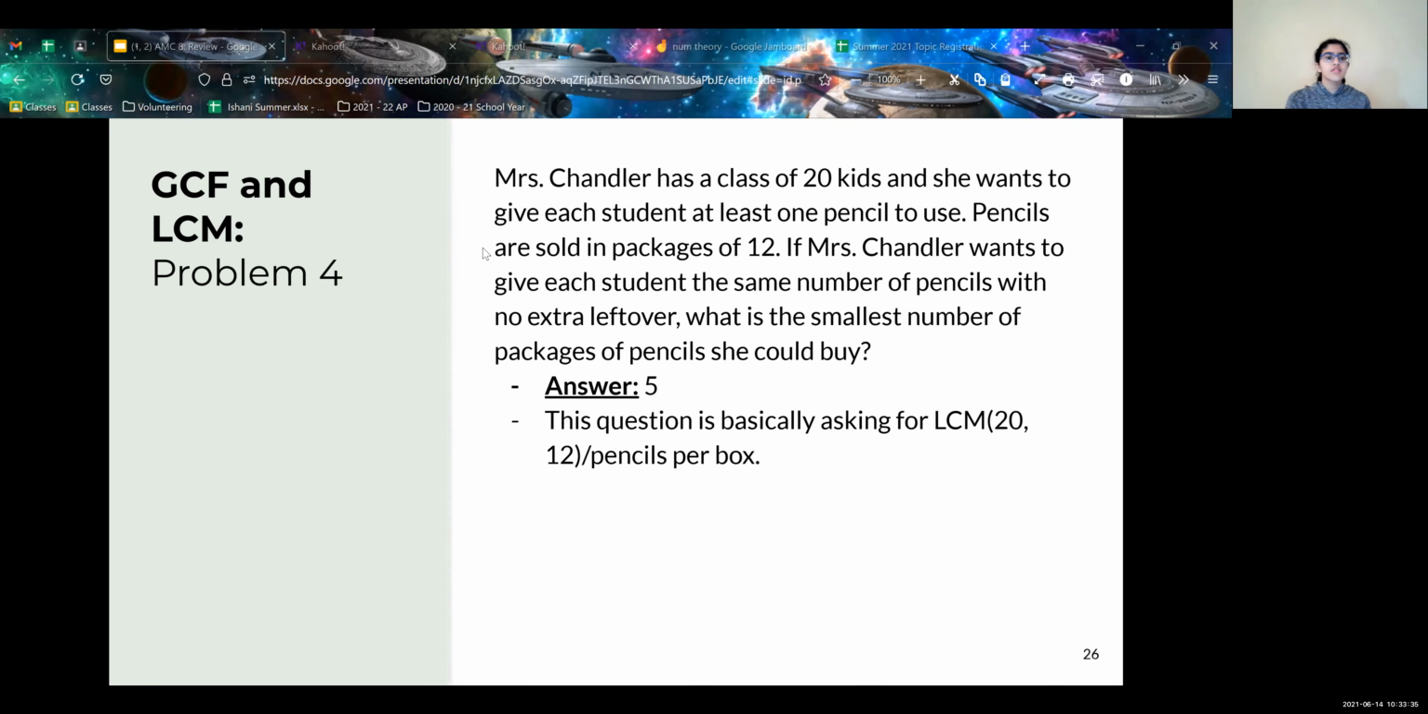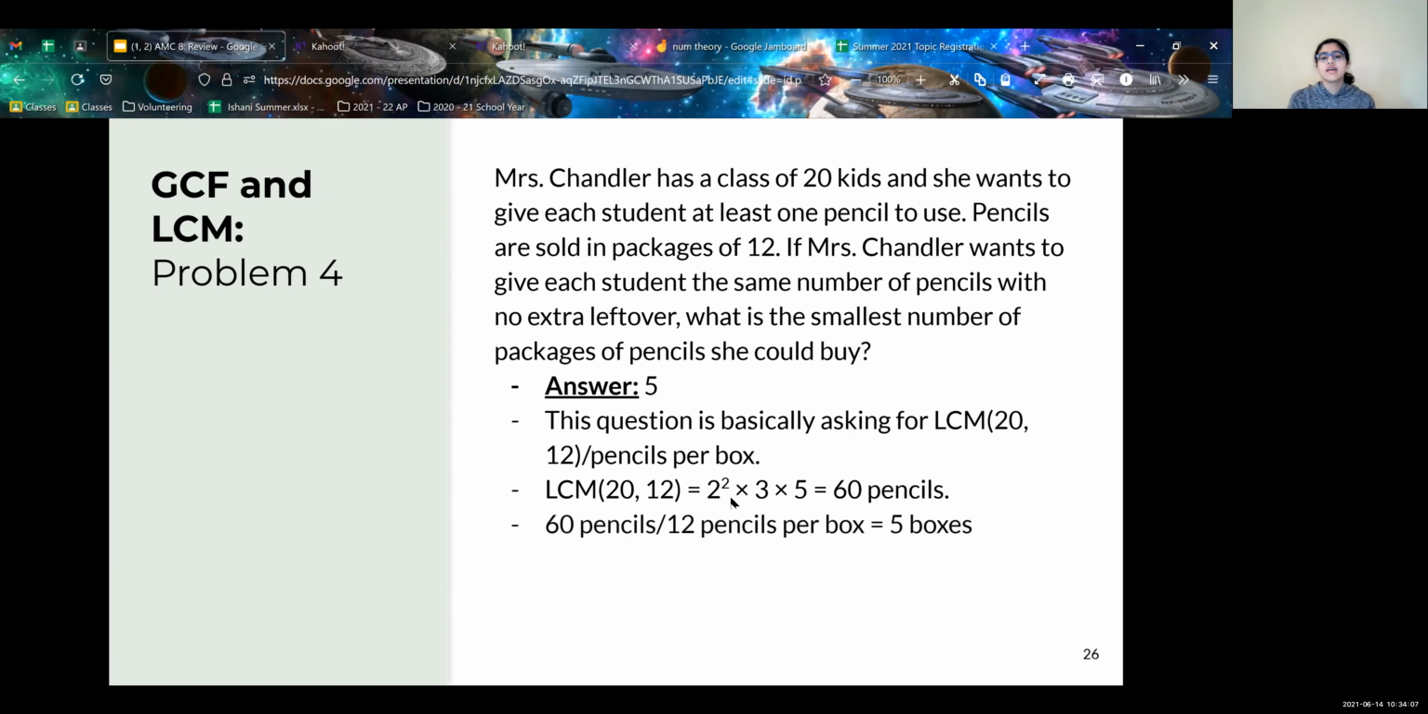Right. So a lot of the times they give answers which include the correct answer for other aspects of the question. However, it's not the actual correct answer. So what this question is basically asking for is the least common multiple of 20 and 12 divided by the pencils per box. So the least common multiple of 20 and 12 is 120, right? Or sorry, it's 60. And then you divide that by 12 pencils per box, and 60 divided by 12 is equal to 5. So that would mean that there are 5 boxes or 5 packages of pencils that she could buy.